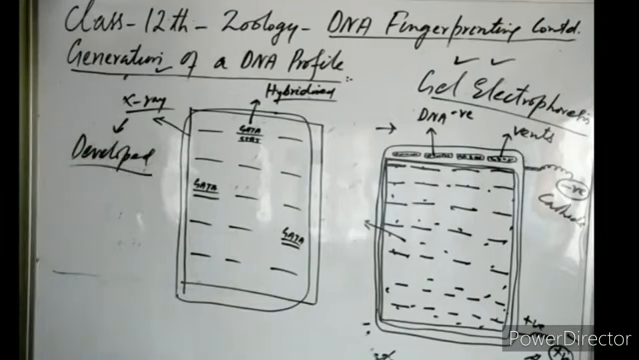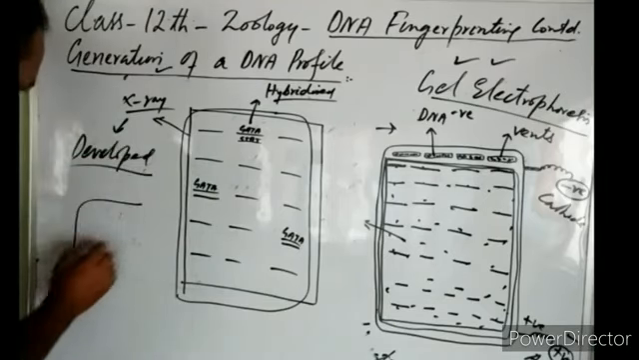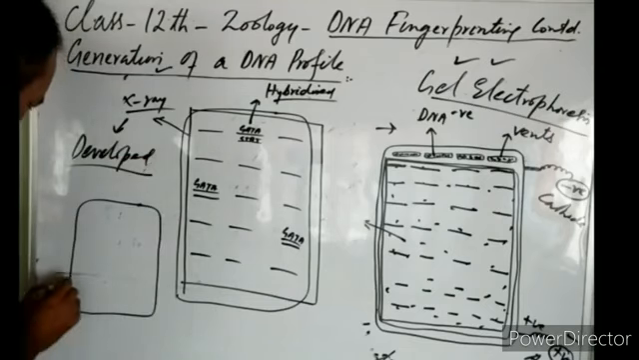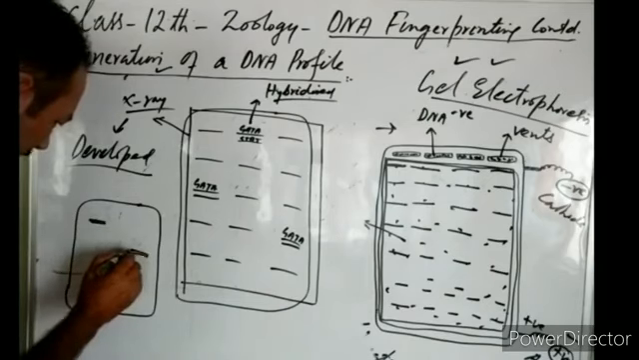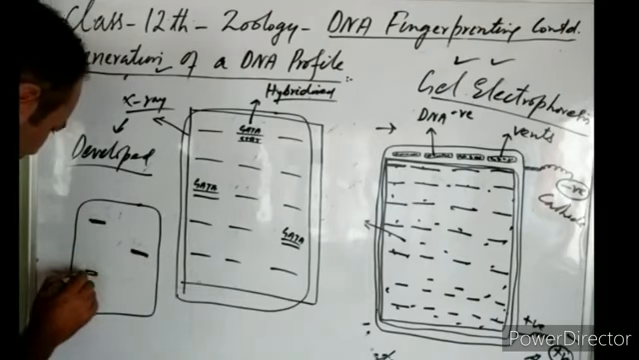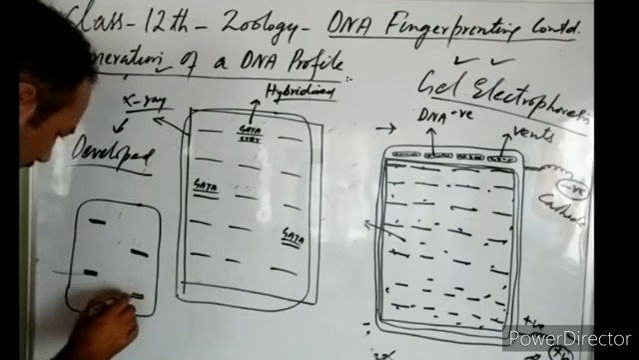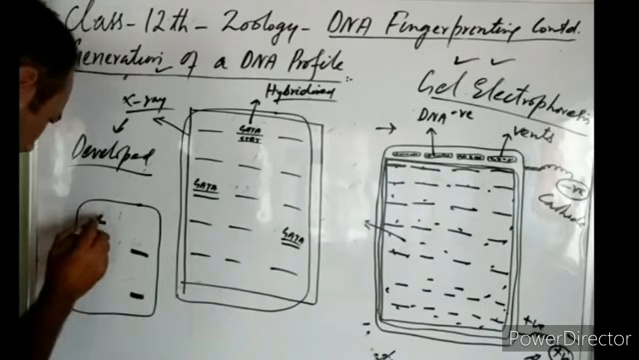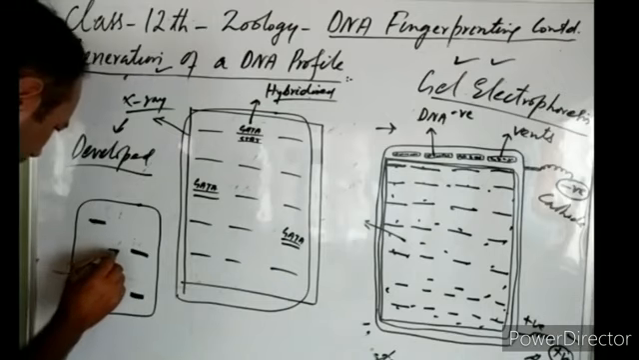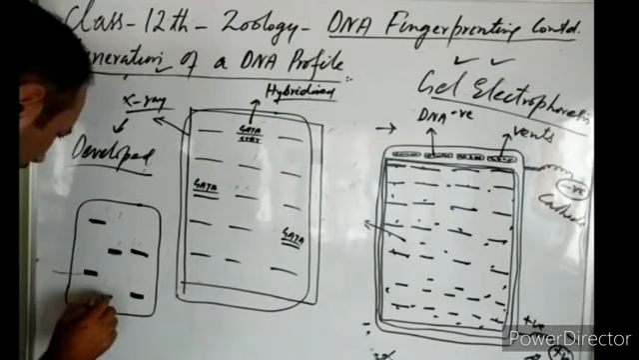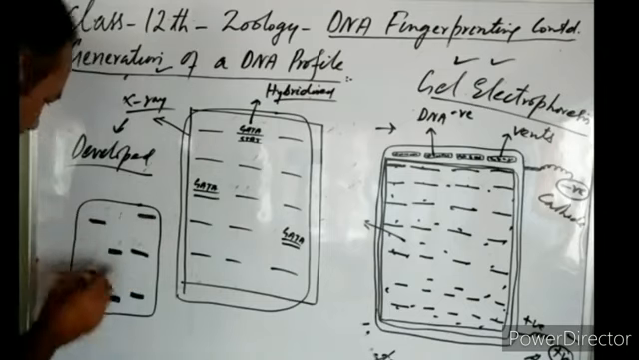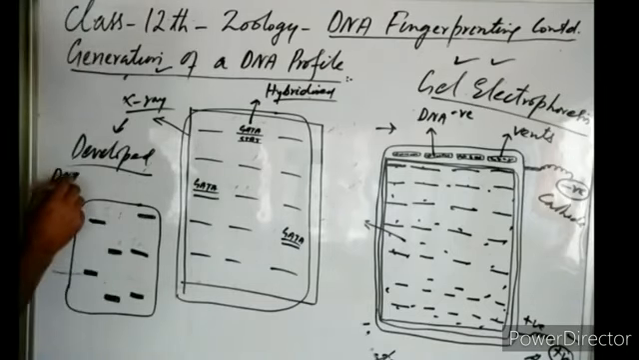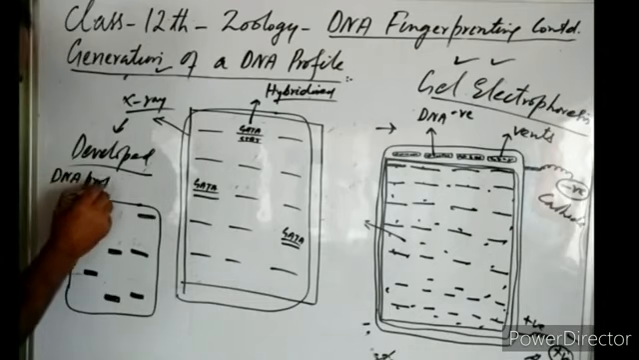And what we see after developing, we see on this X-ray film that there are certain regions where there are dark bands. The presence of dark bands indicates that in these regions, the GATA sequence was present. So it makes a characteristic banding pattern. And this characteristic banding pattern, which is formed on this developed X-ray film, becomes our DNA profile.